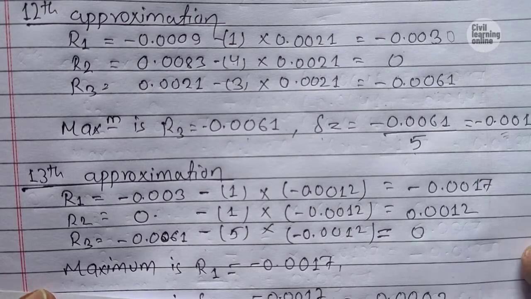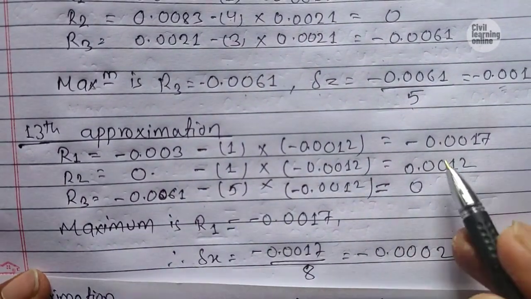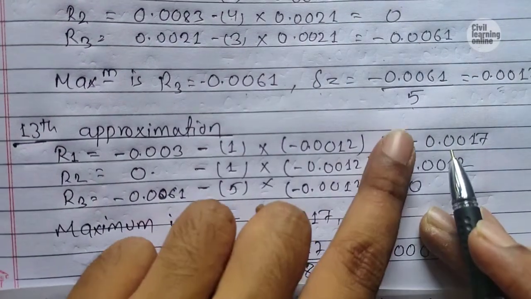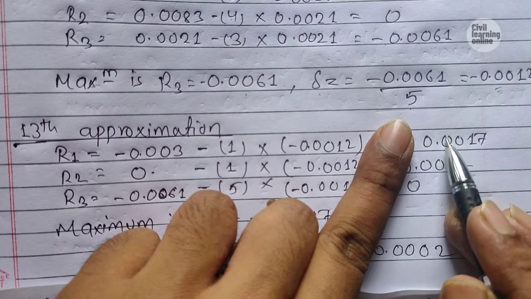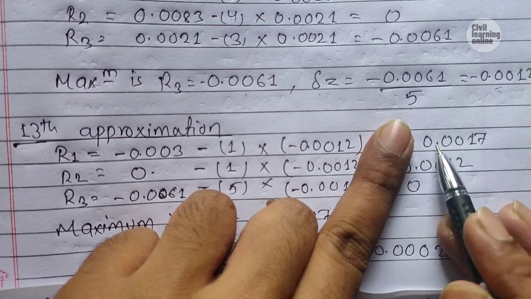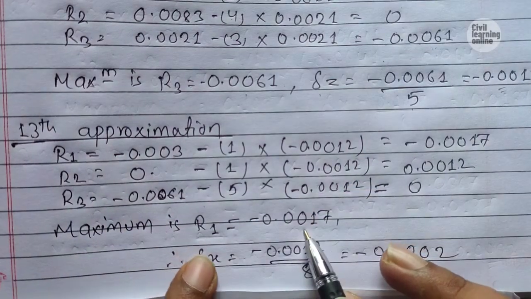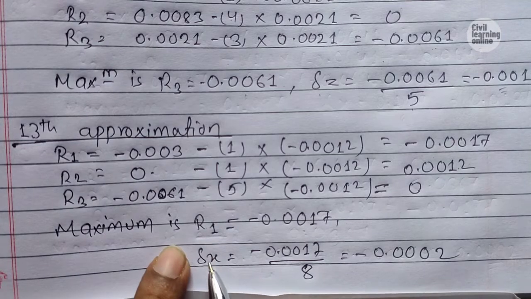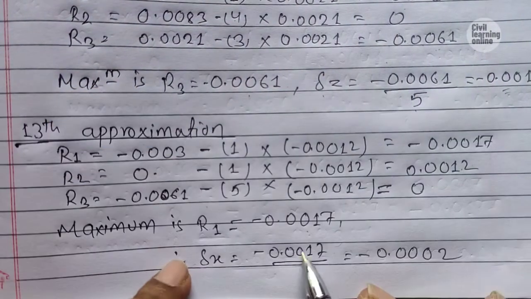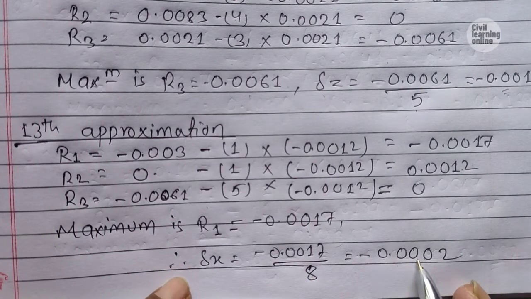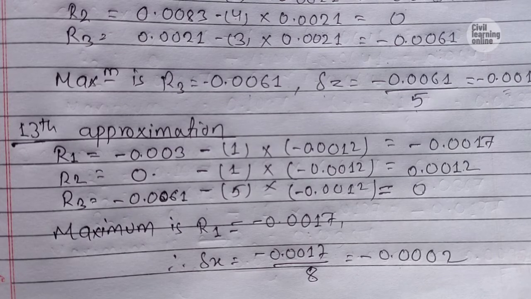And again we will solve for the maximum value, and the maximum is R1, that is 0.0017. Again we do not need to consider the sign in front of these numbers, so here it is 0.0017, which is greater than 0.0012, so greatest is this, and R1 is del x. In R1 del x is greater and the greatest value of del x is 8, so divide this by 8 and we will get this value 0.0002, which is near about 0. It means that is the end of this step.